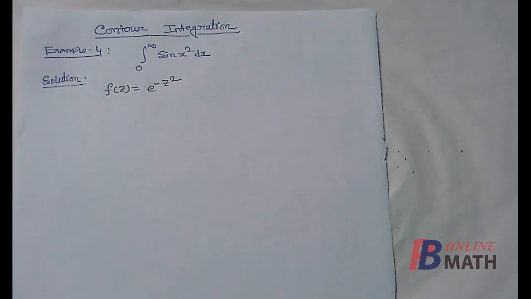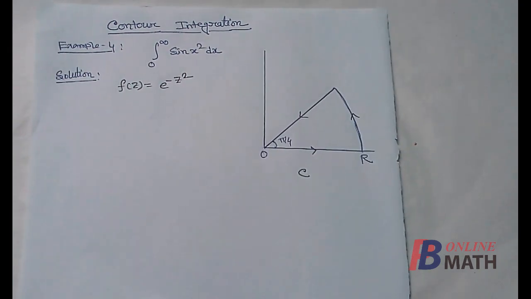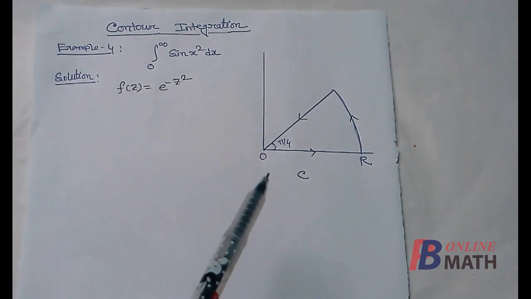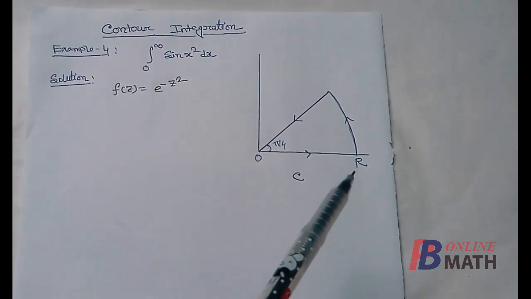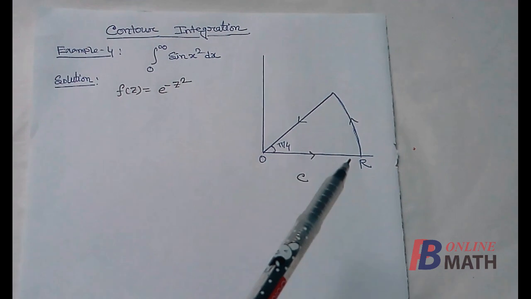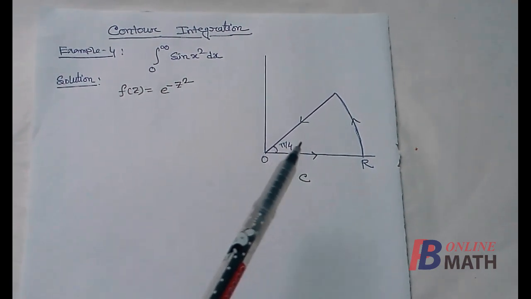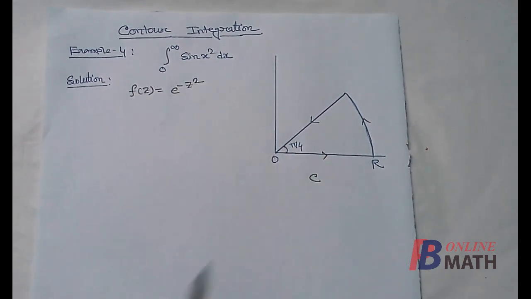Now we see that the limits of the real integral are 0 and infinity, so we shall select a suitable contour here. This is the contour. It is a quarter of semicircle. Now the contour has three parts. First, from 0 to r along the real axis, then a circular arc of radius r from theta equal to 0 to theta equal to pi by 4, and finally this straight line theta equal to pi by 4.